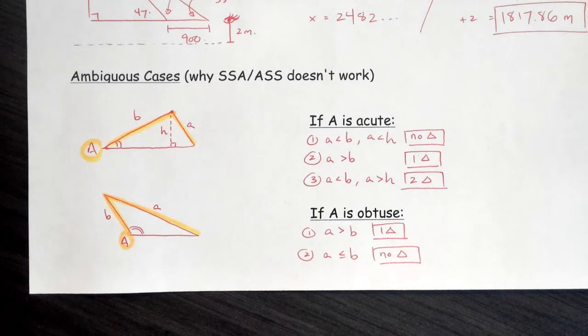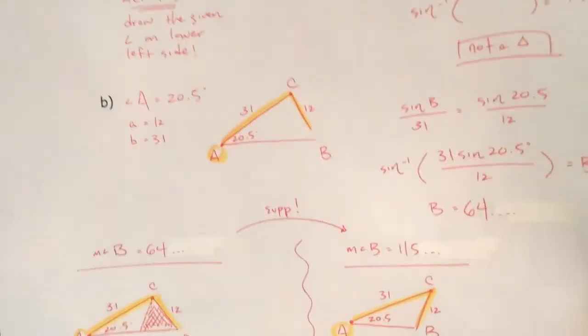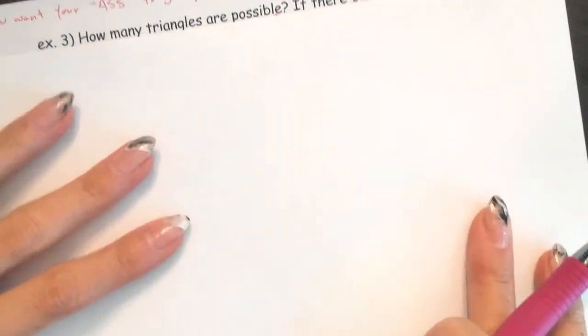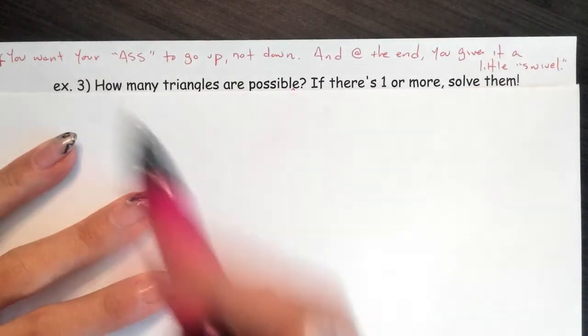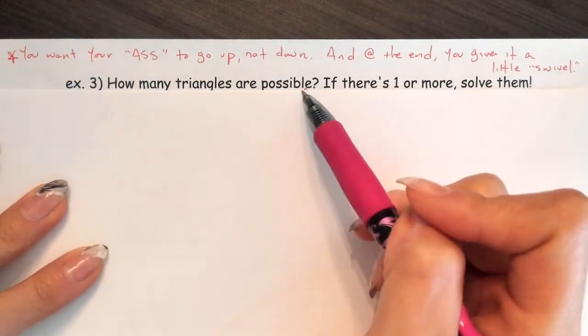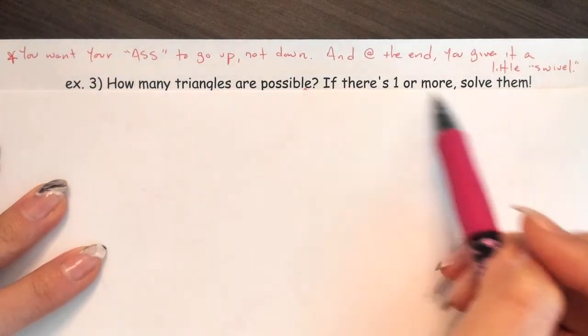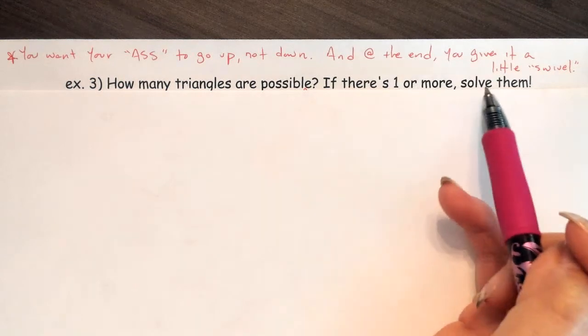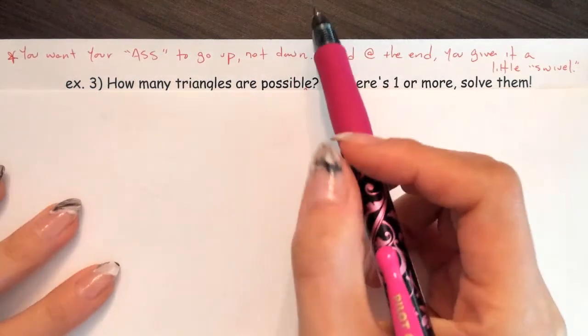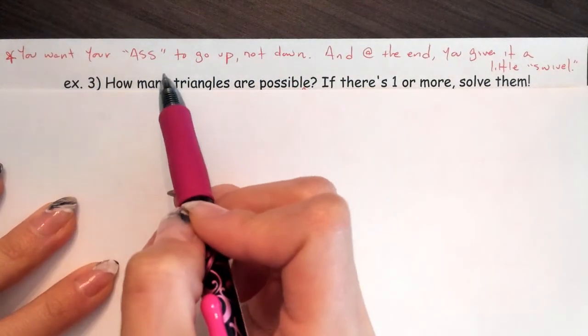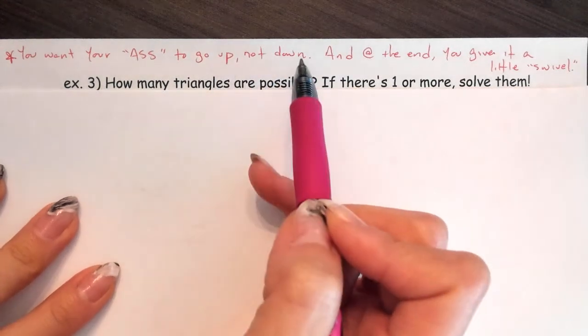Okay, so on the back, we started talking about these, and then you wrote this down, okay? So, number 3, how many triangles are possible? I don't answer that first. I always do this first. If there's one or more, solve them. So I just start solving. And then you wrote this. You want your S to go up, not down. You don't want a droopy one.